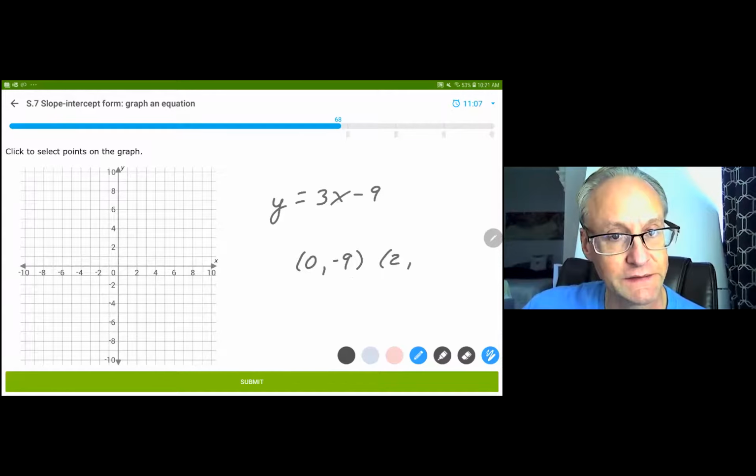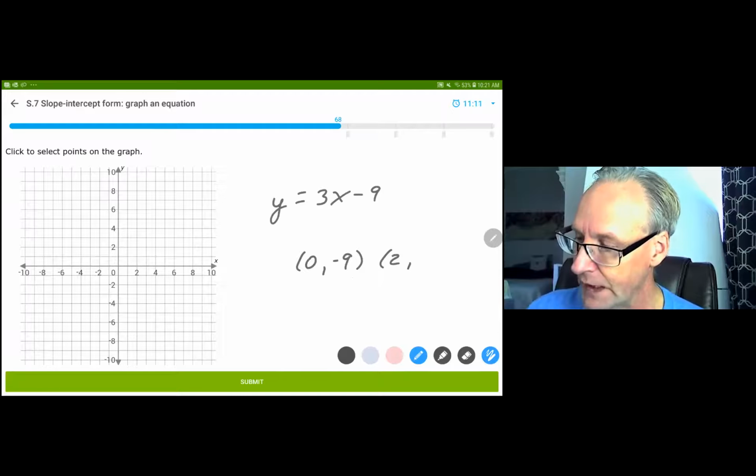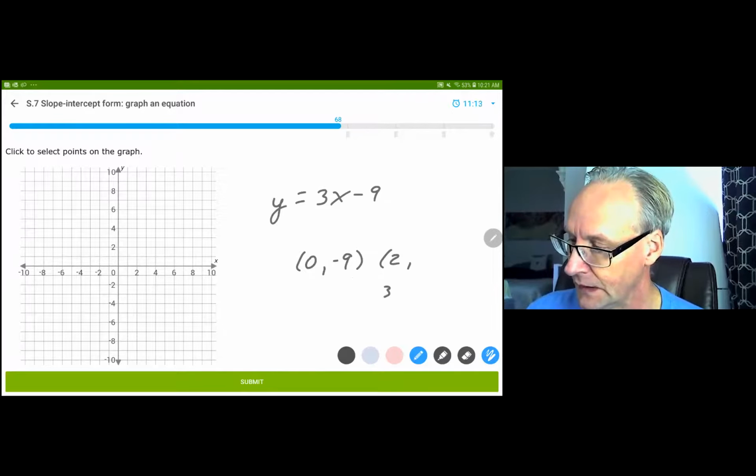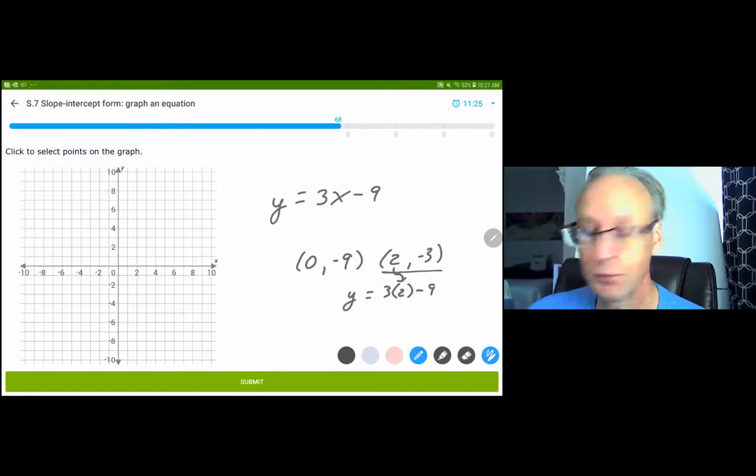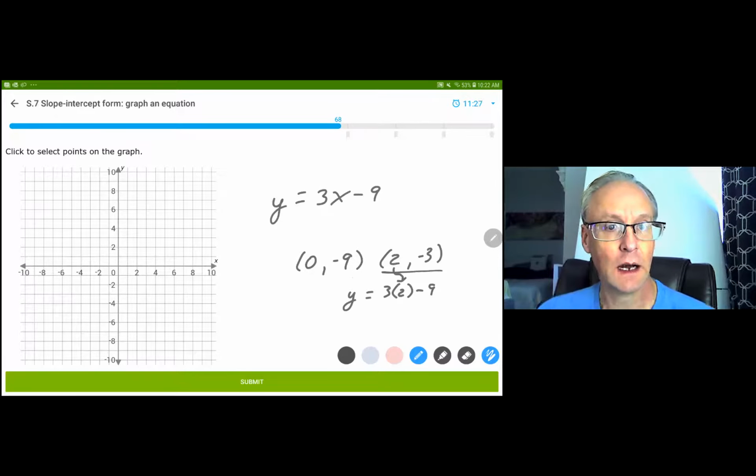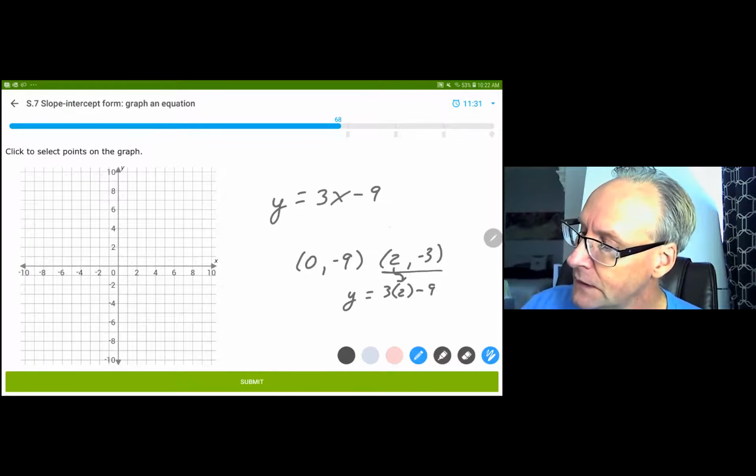2 times 3 is 6 minus 9. If I substitute 2 for x, I get 3 times 2 minus 9 is what y is equal to. What I did was I substituted 2 for x. 6 minus 9 is -3. I could have used this point. I could have started there. I could have used 3. Well, let's see. What happens if I put in 3? I get 0. 3, 0.